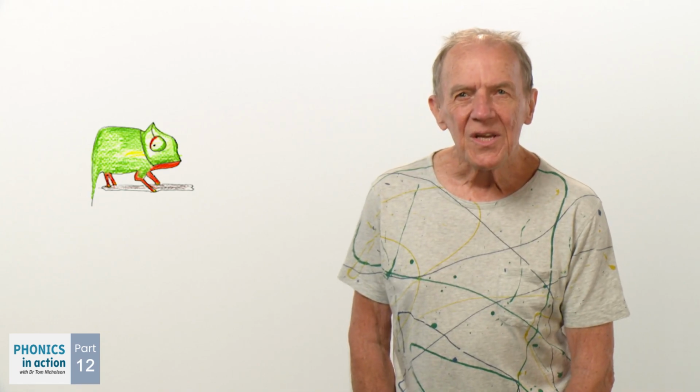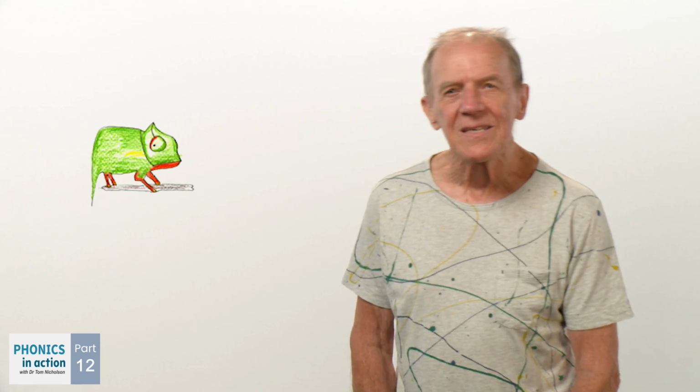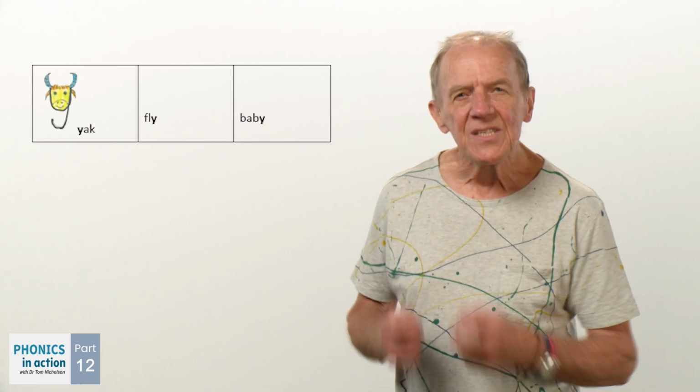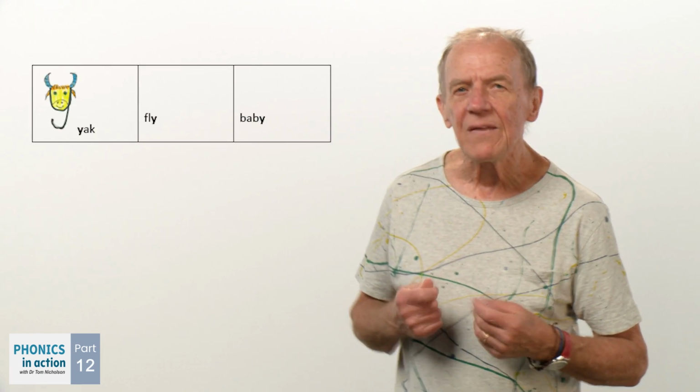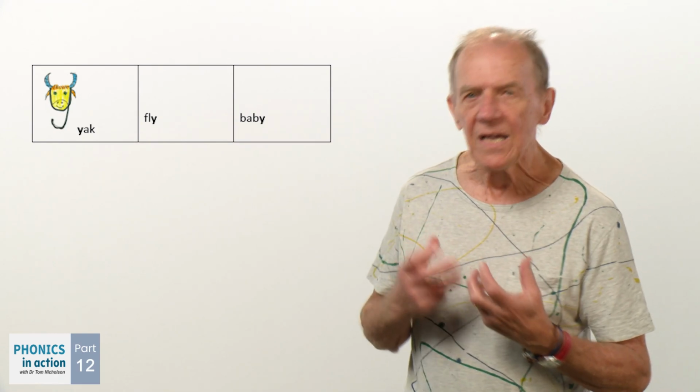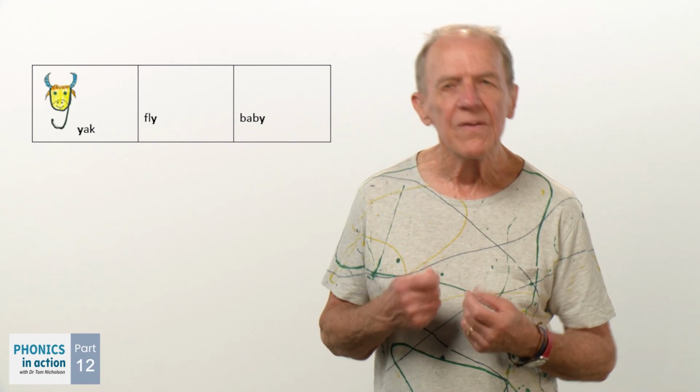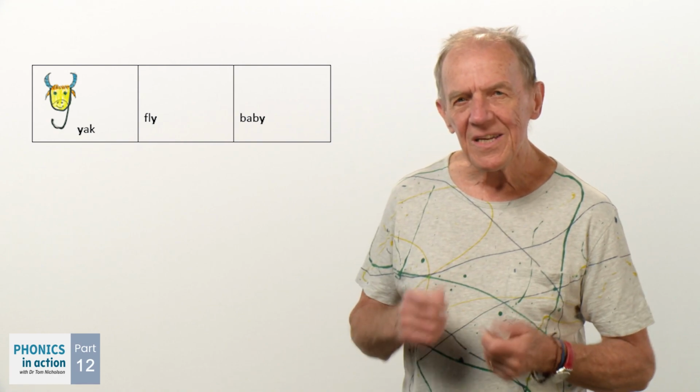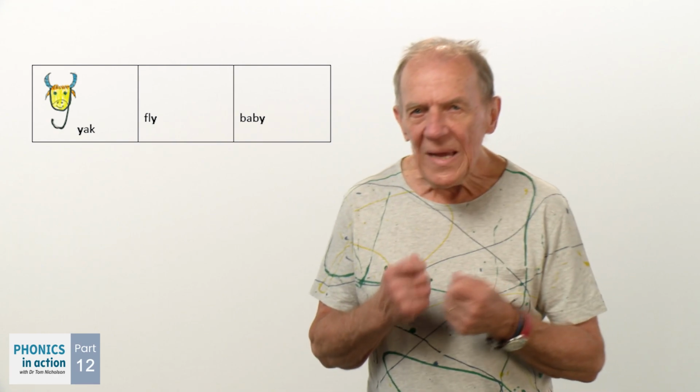Like here is a mini lesson on Y as a final vowel sound. Hello everyone. What we're doing today is learning about the chameleon letter Y. A real chameleon is a lizard that can change its color. The chameleon Y is also like that. It changes. It has a Y sound at the start of a word, like in the word yak. But it can have a long vowel sound at the end of a word, like in fly and baby.